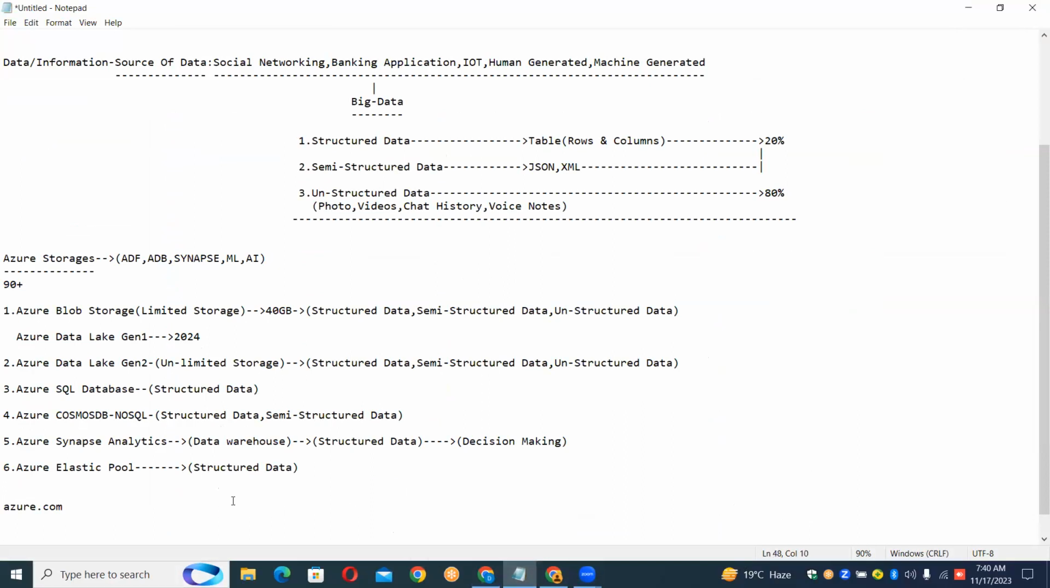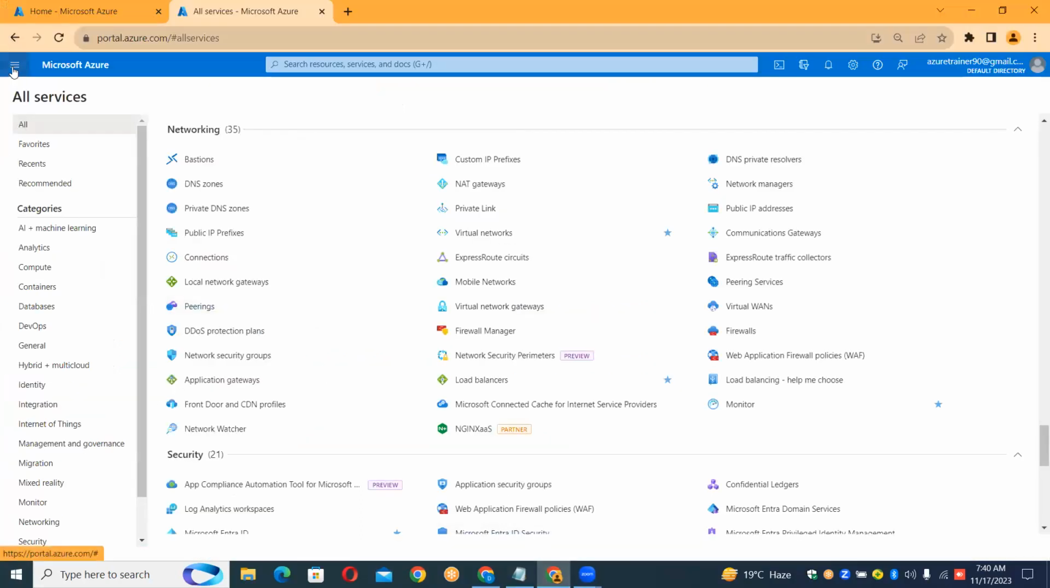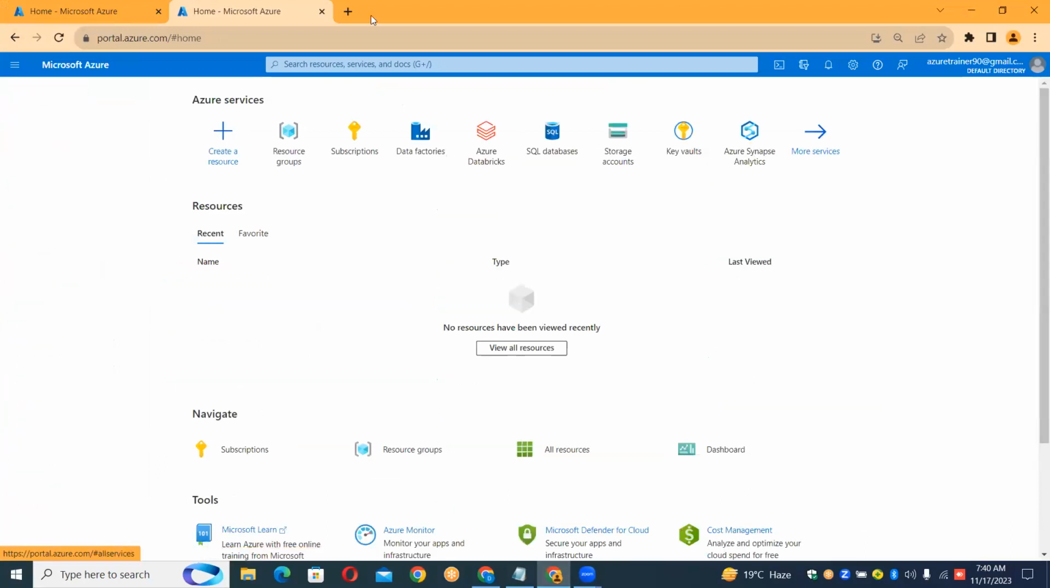Once you log into azure.com and provide all the information, it will reroute you to portal.azure.com. This is the page where we are ultimately going to work. This is the web page you have. It is called portal.azure.com. That's it. So this is the page we are going to work on.